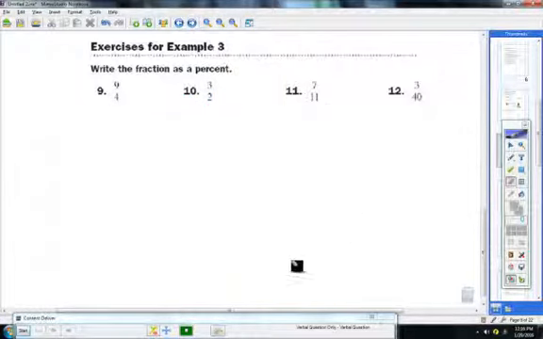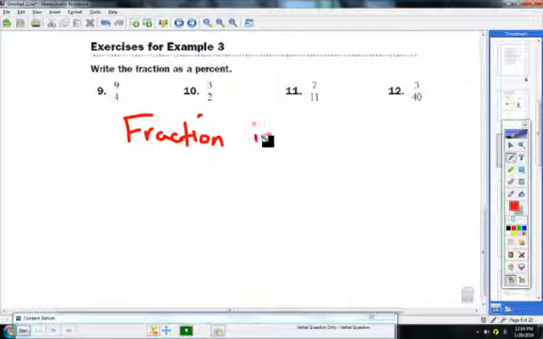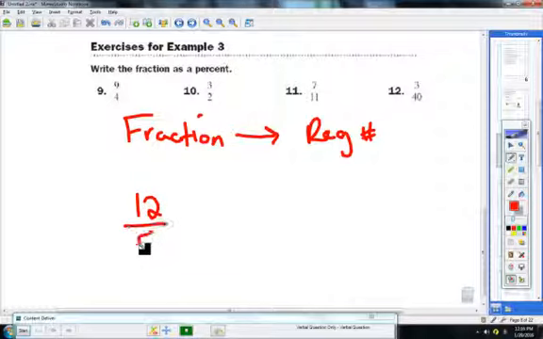Now we're going to convert a fraction into a regular number. We're going to go from a fraction to a regular number. The fraction is going to be 9 over 4. No, I'm sorry. Make that, we're going to make it 12 over 5. Okay? Do that to a regular number.